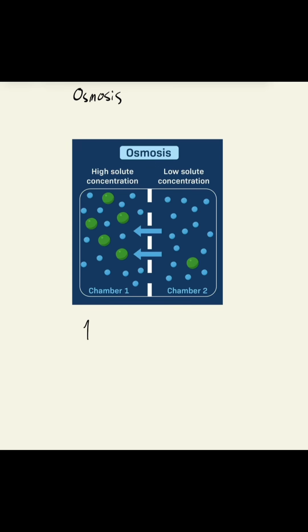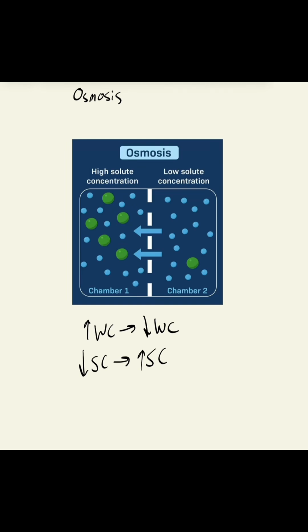So we go from increased water concentration to decreased water concentration. Water concentration is inversely related to solute concentration. A solution with high solute concentration has a low water concentration, and vice versa. So if we have a high water concentration, we'll have a low solute concentration. So the water will move from a low solute concentration to a high solute concentration.